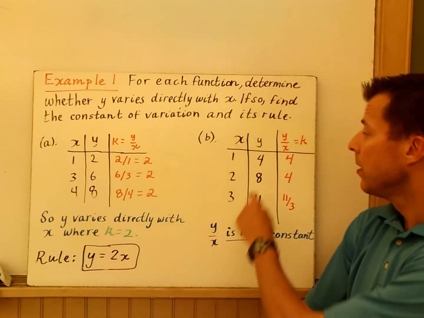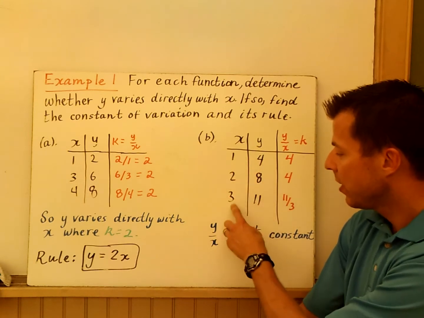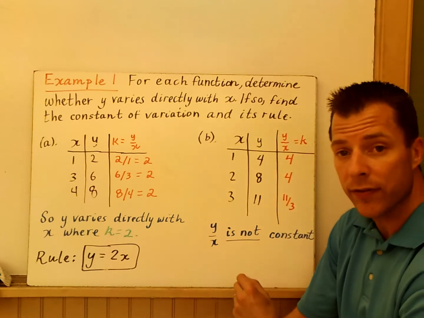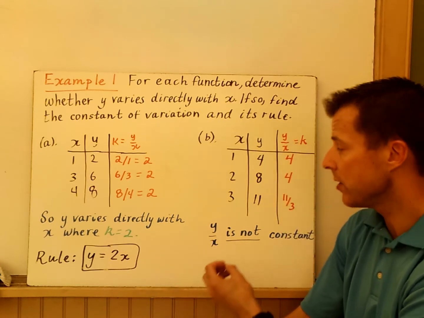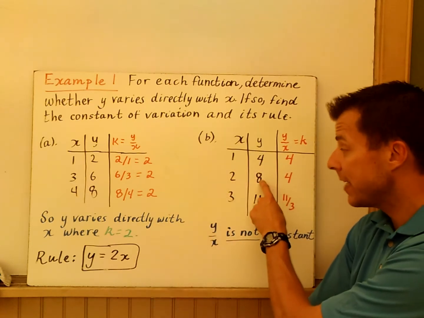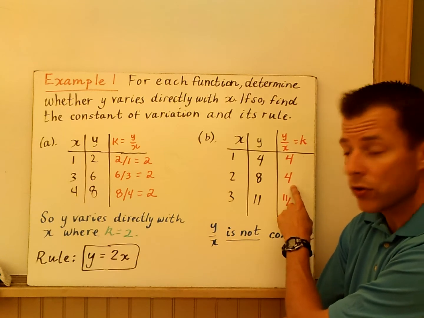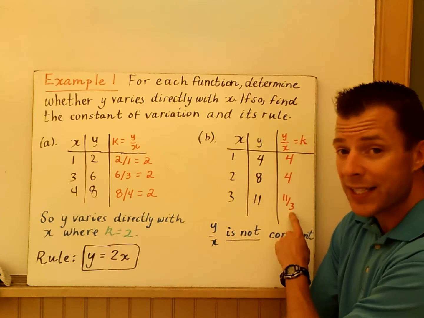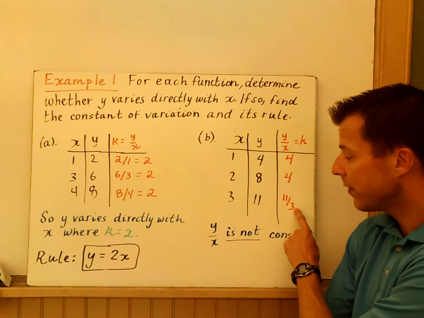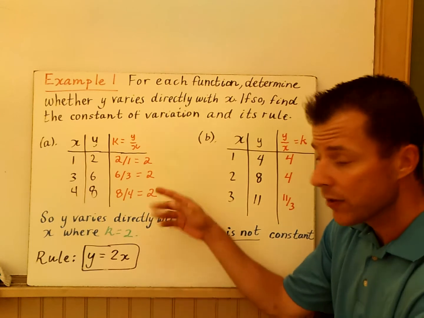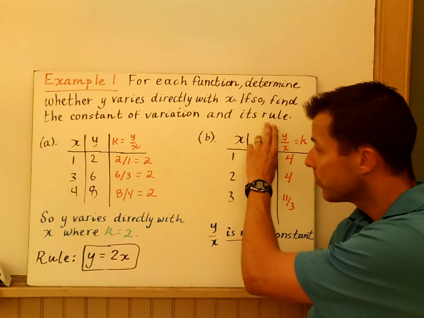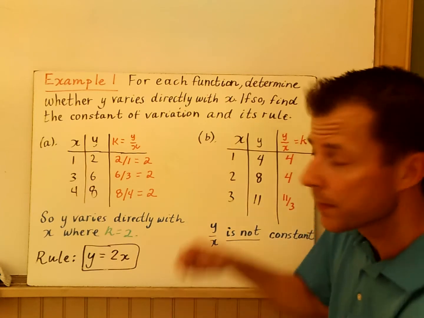Now let's look at b. In b, I have x values 1, 2, 3 with y values 4, 8, 11. Okay, so again, I look at that ratio y over x, and I determine if my k value is constant in all cases. The same value. So 4 divided by 1 is 4. 8 divided by 2 is 4. So far, so good. 11 divided by 3, that's not quite 4. So this would not be direct variation. Okay, even though 11 thirds is close to 4, relatively, it's not the same value, so therefore this is not direct variation. There's no specific direct variation rule for that.